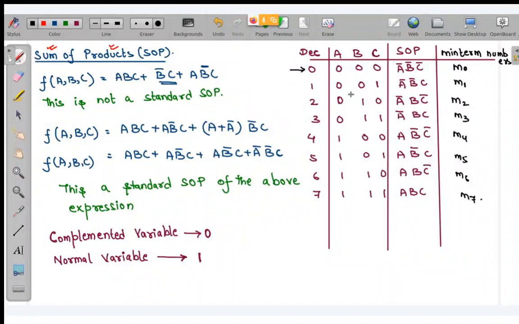Suppose I want to represent this function using SOP. How am I going to write it? I write f is equal to sigma. Why sigma? Capital sigma, because this is sum of product, the summation of products. So you write small m, then open bracket. Look over here: in this standard SOP, ABC corresponds to 7. This corresponds to 1, 5.